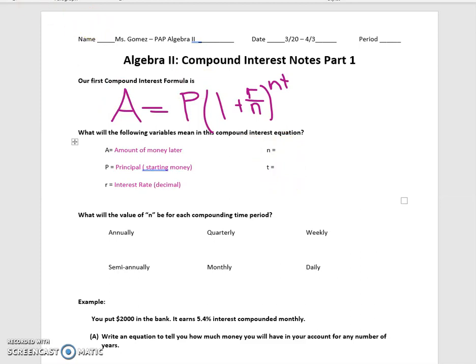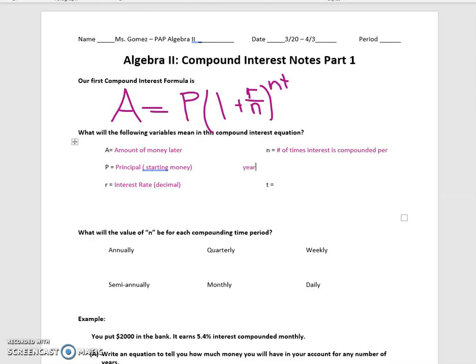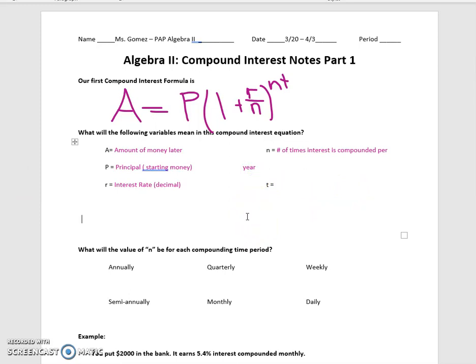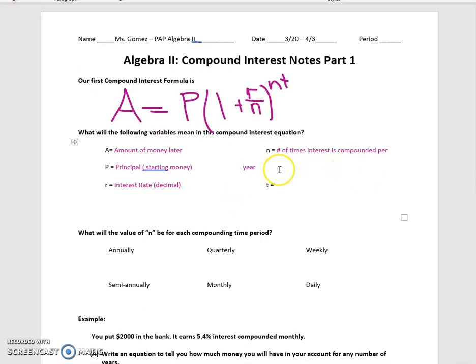N is your number of times interest is compounded per year. So how many times did they charge you interest a year, basically? T is our time, and it needs to be in years. Nothing else, only years.